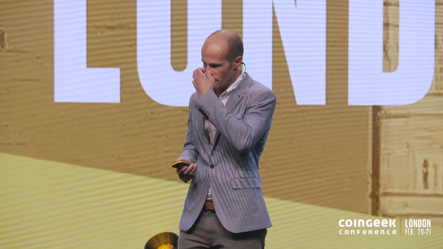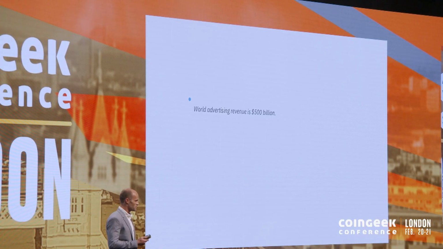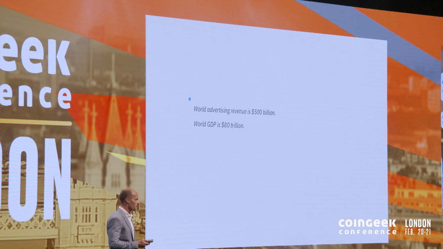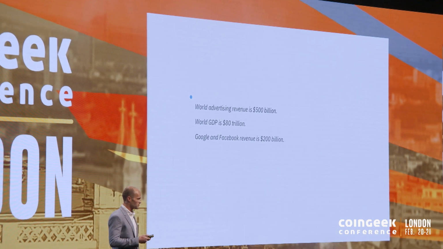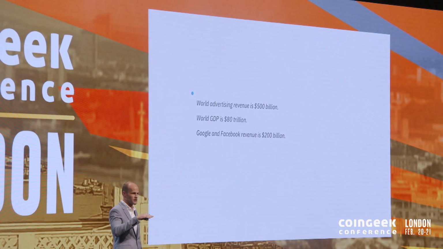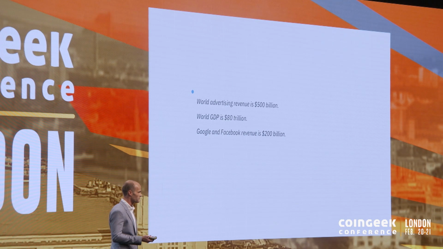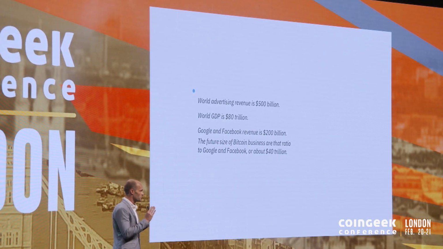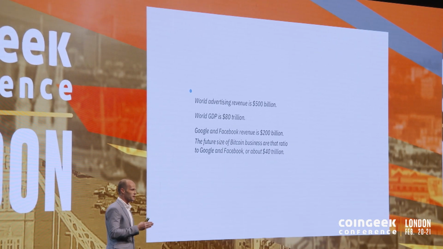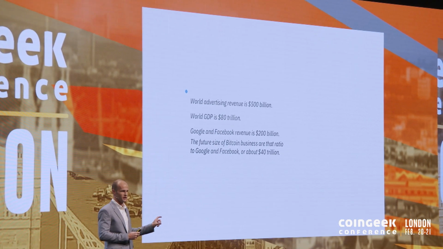So I want to conclude with a bit of a big picture here, to understand what I regard as the scope of the opportunity for those of us creating businesses in Bitcoin. These are some very rough figures, but bear with me for a minute when I go through this. World advertising revenue is about $500 billion per year. The world GDP is about 80 trillion right now. Google and Facebook revenue is about 200 billion, so that's a fairly large fraction of the entire world advertising revenue. So we can compute a rough estimate here of the size of the world economy to the size of Google and Facebook. I think this is a way to think about the size of the opportunity in Bitcoin.